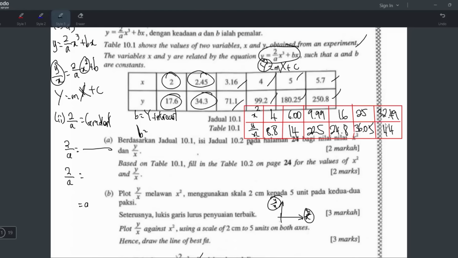Yeah, everything looks good. Okay, everything correct. Yeah, so this is what I got. Okay, after you've done that, you've finished your part A already. Now you can do part B.